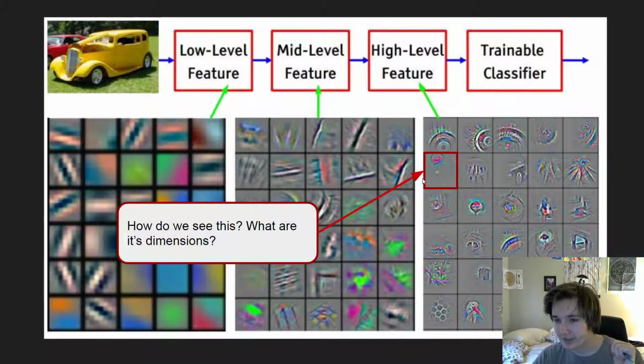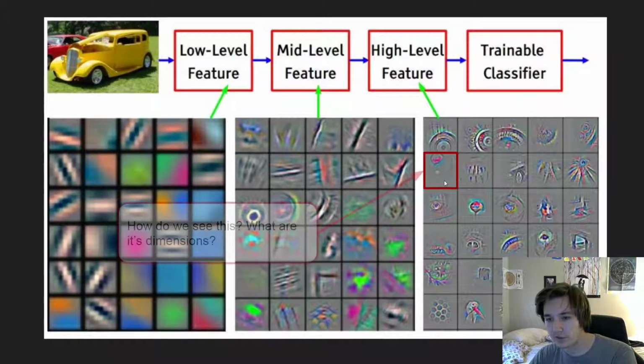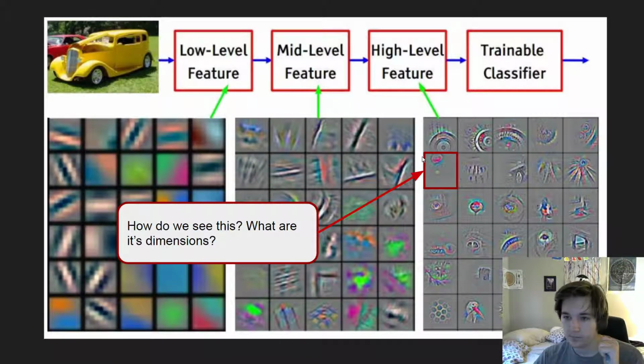But how do we actually see this? What are the dimensions of this filter right here? If we assume that we have a convolutional layer like this, so this is the third layer, what are going to be the dimensions of this image right here? It's another call and answer one, so I'm going to give you a minute to think about it. You don't need to know all the dimensions, I suppose. How many channels are there?